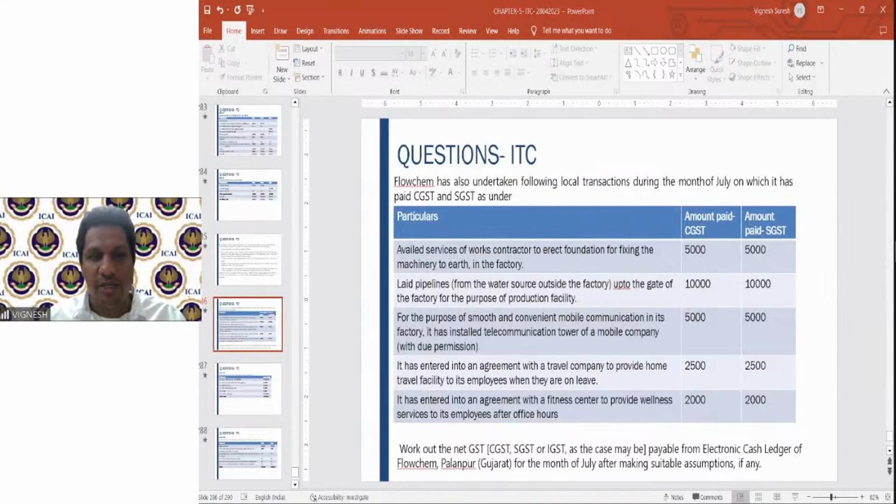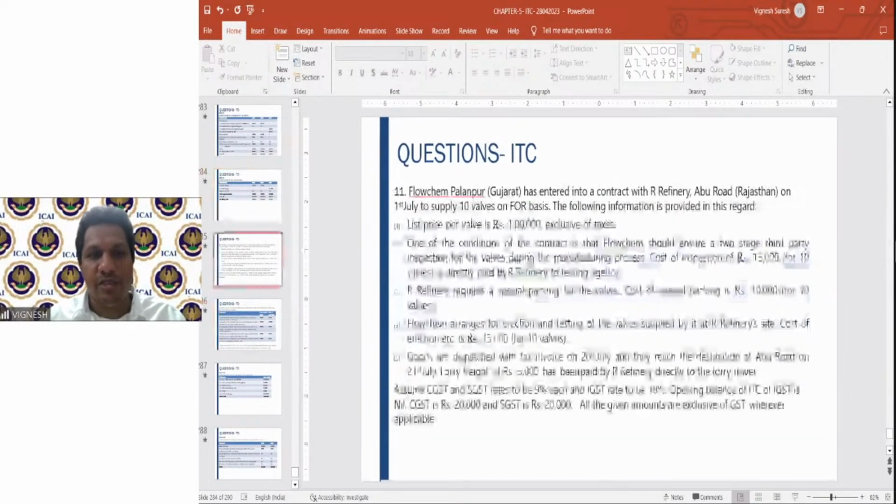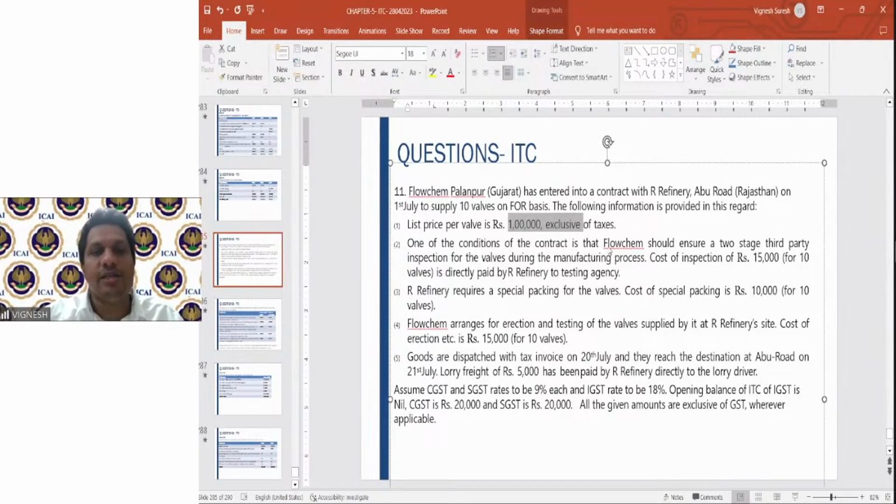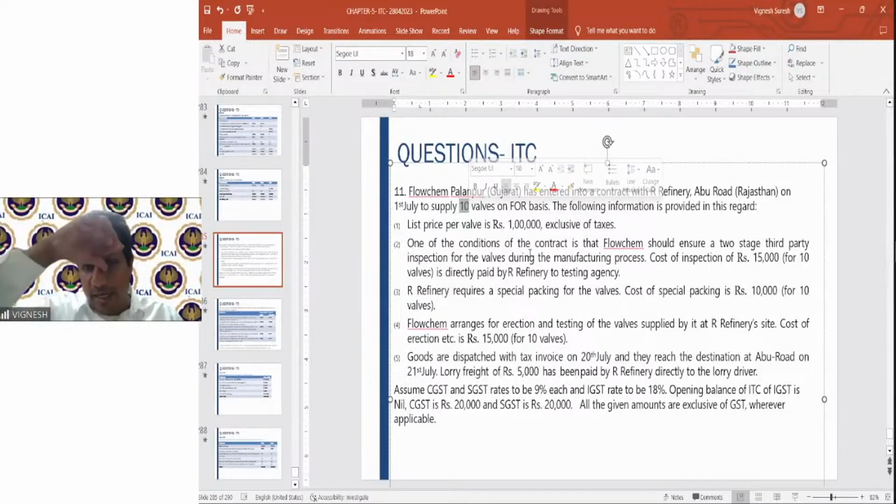So first again you have net GST payable whenever he mentions. First work out the output tax and work out the ITC. Okay. Post that you'll get the net GST payable. So what is the output tax liability here? Here, list price per valve. So how do you work out the total value of taxable supply first? 1 lakh you take into consideration into again 10 valves he says. So 10 into 1 lakh is 10 lakhs.